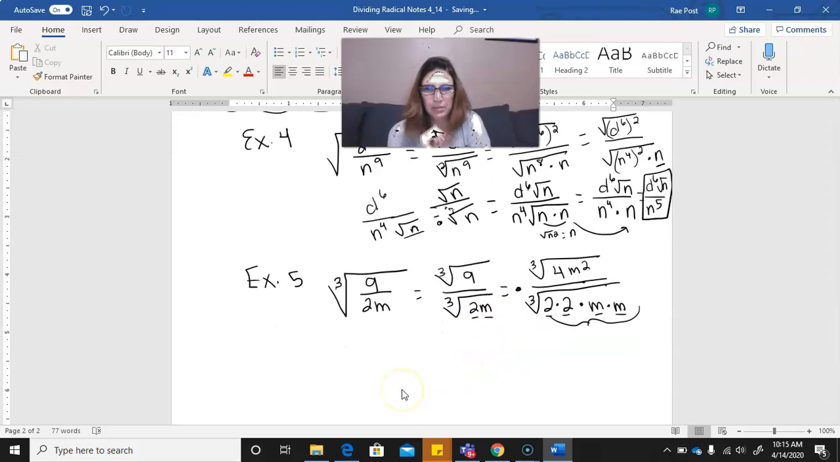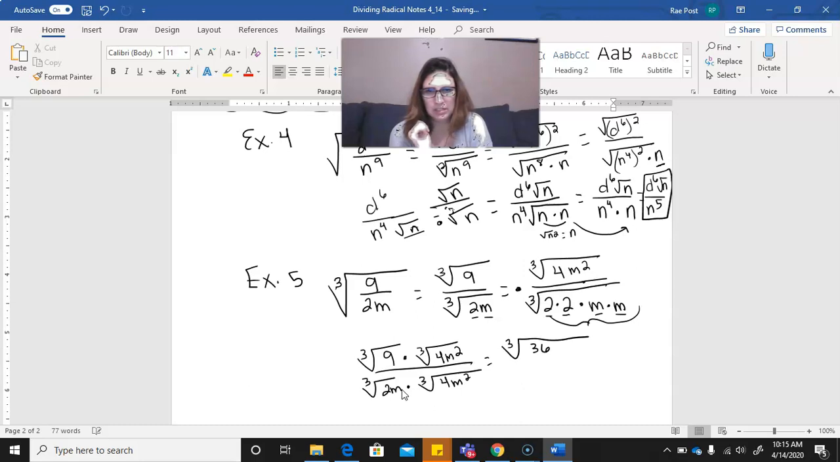Now, I'm just going to finish this out and bring it down to the bottom. So now the numerator is the cube root of 9 times the cube root of 4m squared. And your denominator is going to be the cube root of 2m times the cube root of 4m squared. Whatever you do to the bottom, you do to the top. All right, so now you can multiply them. So the cube root of, that's going to be 36m squared? And that's okay.